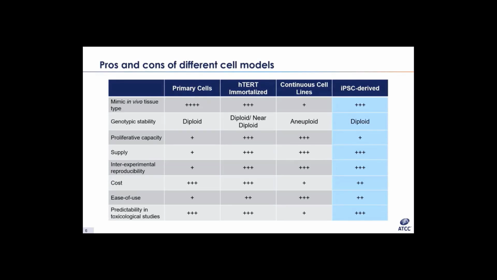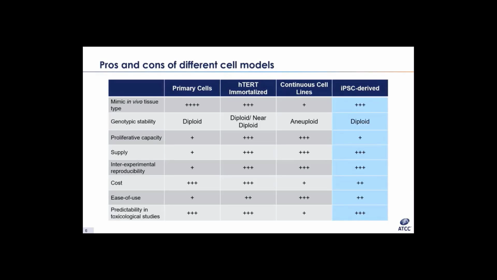Let's start with continuous cell lines. They have high proliferation capacity, and they are sturdy cells that are easy to work with, but they are tumor-originated cells, which make them less biologically relevant. They might have chromosomal aberrations or mutations or things like that that basically make them lose some of their physiological relevance.